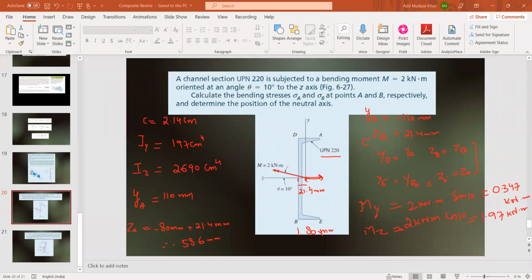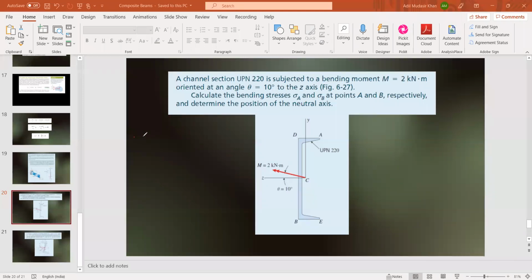Now directly use the formulas. The formula for sigma A, the stress at point A, is equal to My Za divided by Iy minus Mz Ya divided by Iz. We know all these values. Once we substitute, the value of sigma A comes out equal to minus 18.34 megapascal.